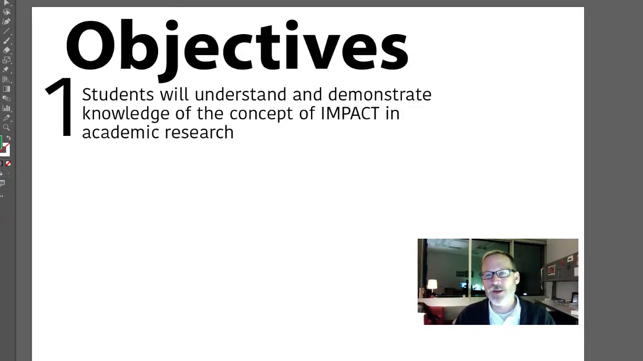so in essence, your research has created the ability for other people to do their research. That's when you get things like tenure and grants and Nobel Prizes and streets named after you and that whole thing. So number 1, you're going to understand and demonstrate knowledge of the concept of impact in academic research.